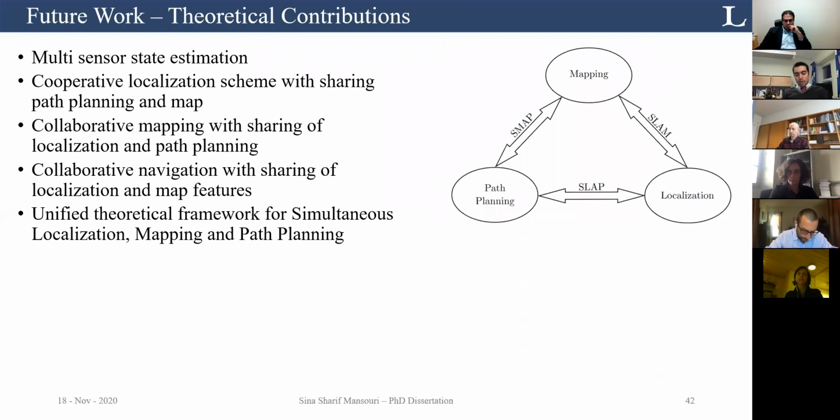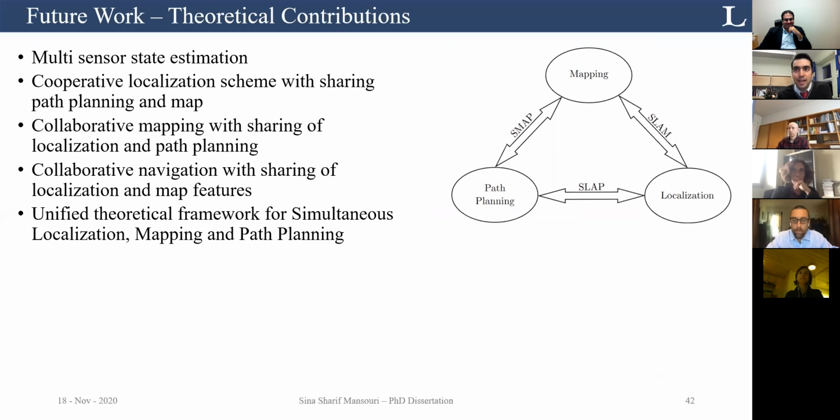And as future work, I would like to highlight that I want to take 2 directions. One is the theoretical contribution, which I will call SLAP, SMAP, and SLAM. It means that when we are doing path planning, we should consider uncertainties in mapping and localization and find a path that robustifies these 2 terms, and the same for the localization and mapping parts.